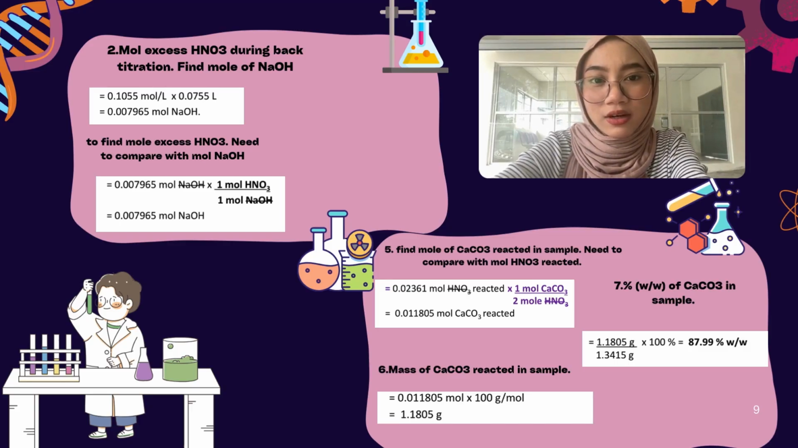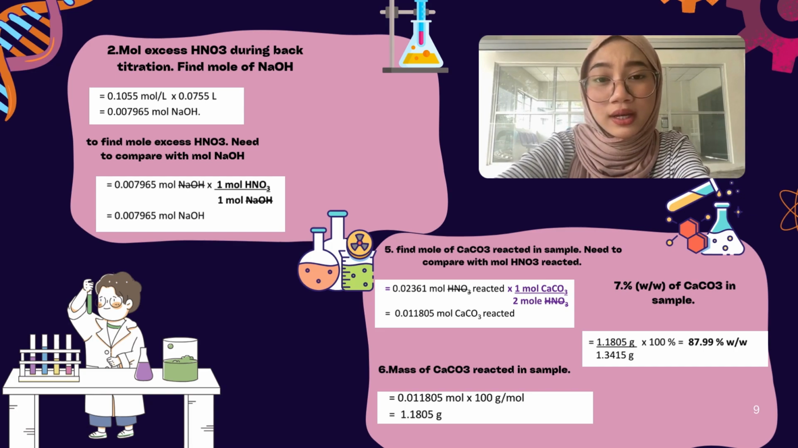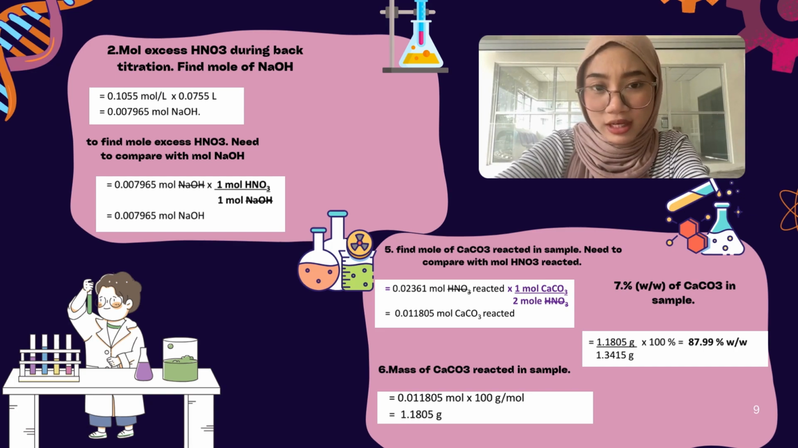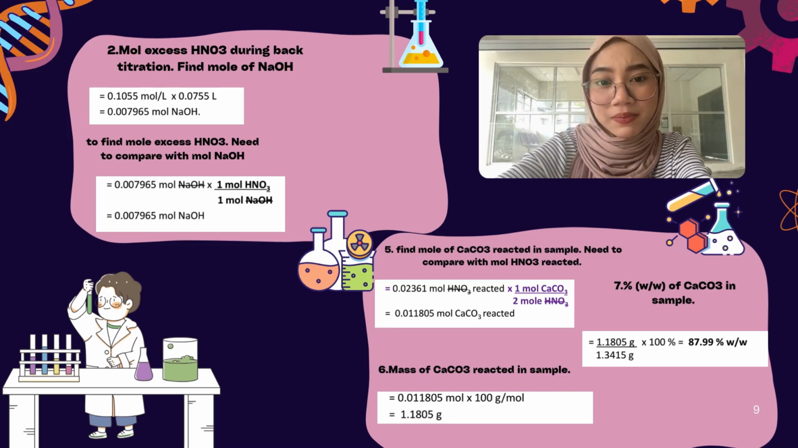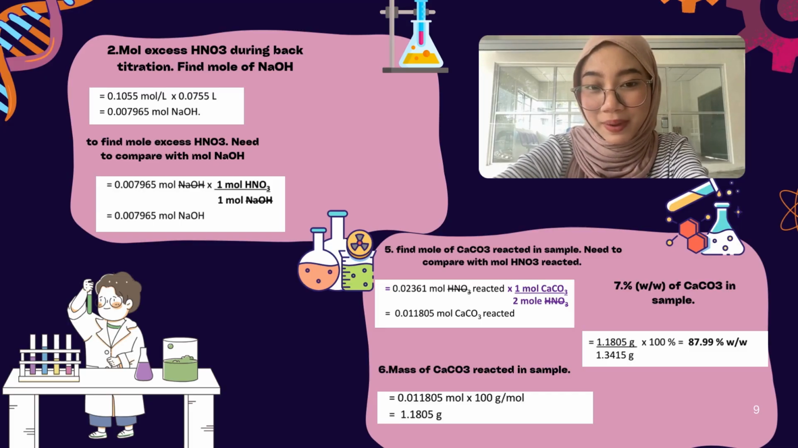Okay, now we calculate the mass of calcium carbonate reacted by multiplying the moles by its molar mass, which is 100 grams per mole. So the mass of calcium carbonate is 1.1805 grams, and then finally we calculate the percentage by mass of calcium carbonate in the sample. So this is 1.1805 divided by 1.3415, multiplied by 100%, which gives 87.99% by mass. So that is the final answer for this calculation.